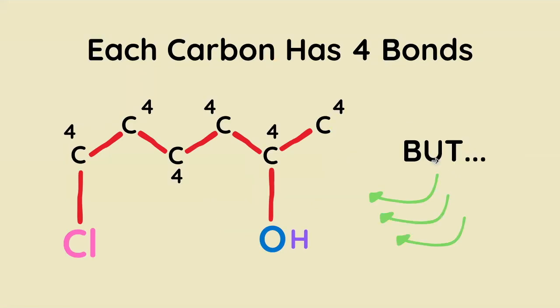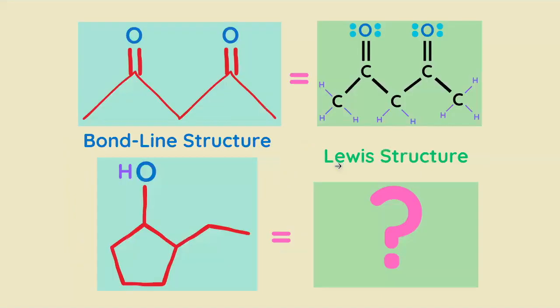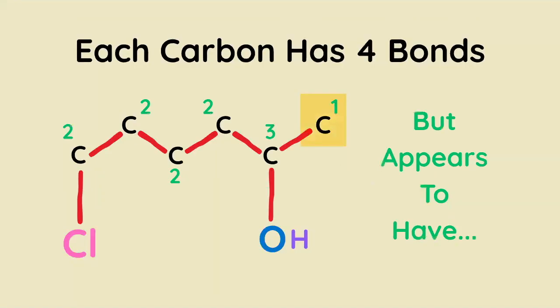By nature of its properties, each atom of carbon will form exactly 4 bonds, but it's clear looking at this diagram that none of these carbons appear to have 4 bonds. And broadly speaking, that goes back to the fact that a bond line structure is a summary model. It doesn't illustrate all the features of a molecule. Because each of these carbons does in fact have 4 bonds, it's just that we don't see all of them.